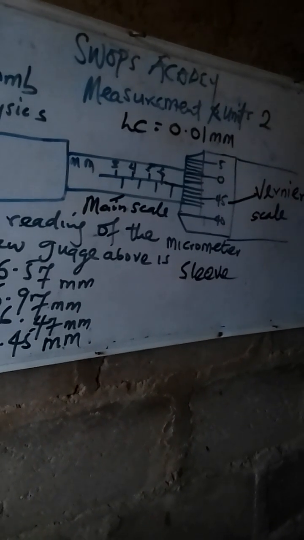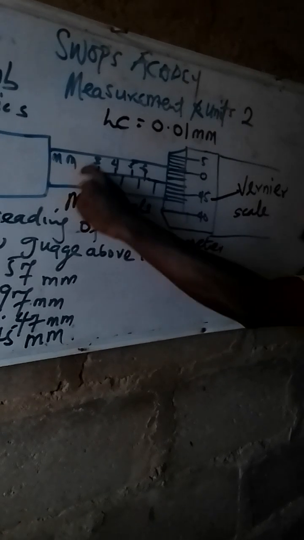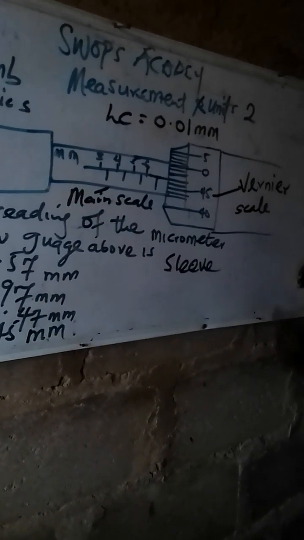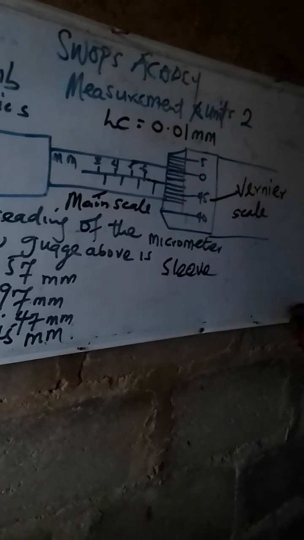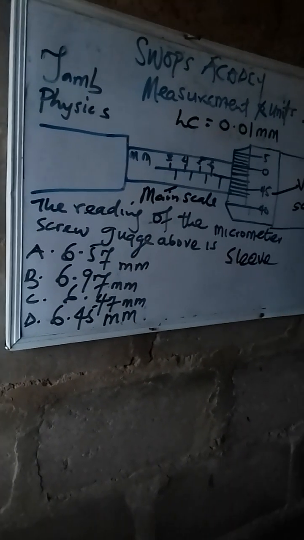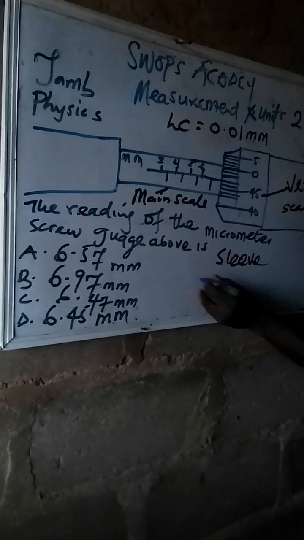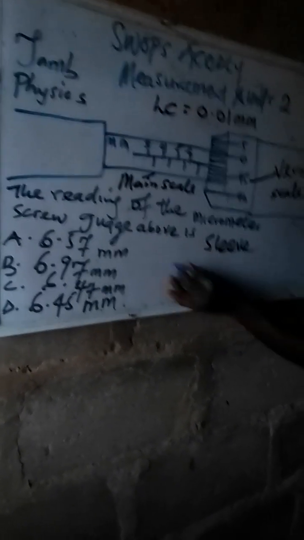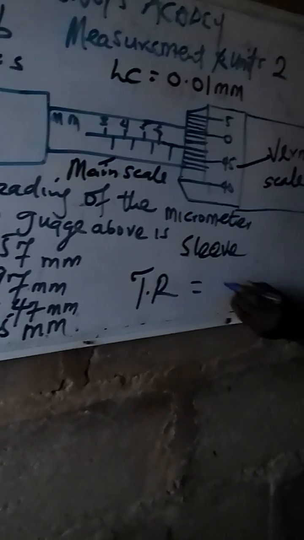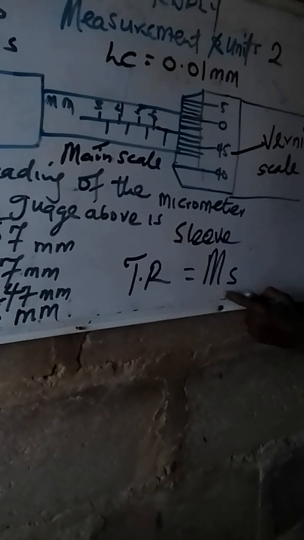Now, the first formula after finding your reading accuracy, always observe millimeter. That is how you answer this question. You firstly see the SI unit, the formula to use in calculating the reading. What will be the reading of the micrometer screw gauge? These are the options. You do the total reading, TR, equals to MS.